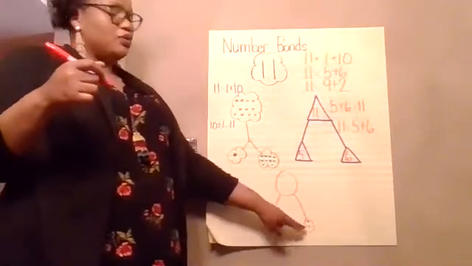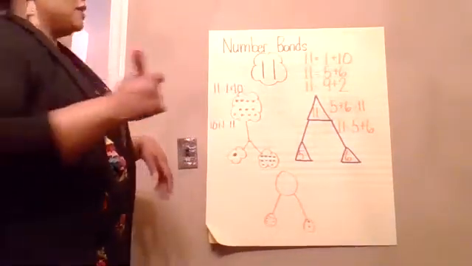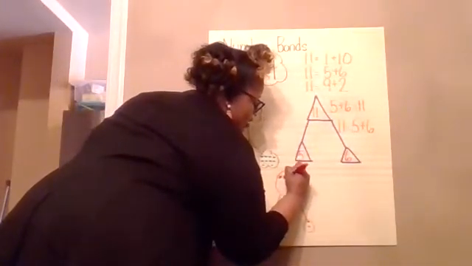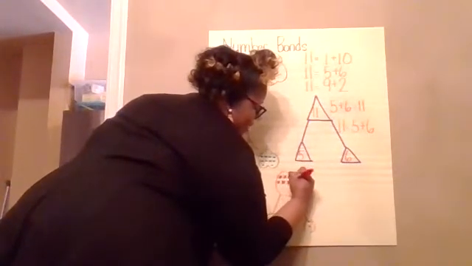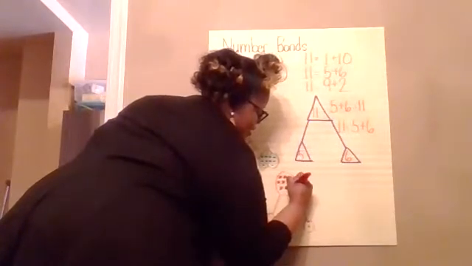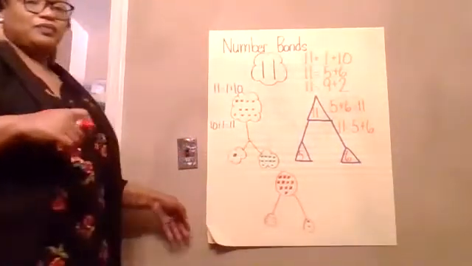9 plus 2 equals what, friends? That number for today. Good, 11. Let's draw 11 dots. 1, 2, 3, 4, 5, 6, 7, 8, 9, 10, 11.